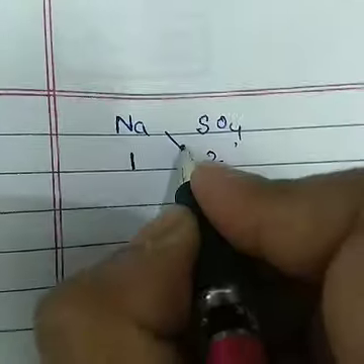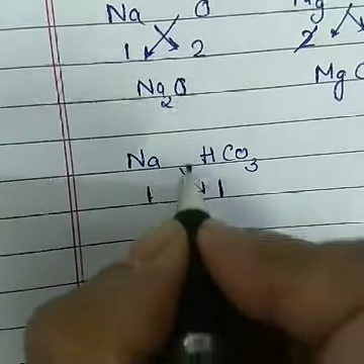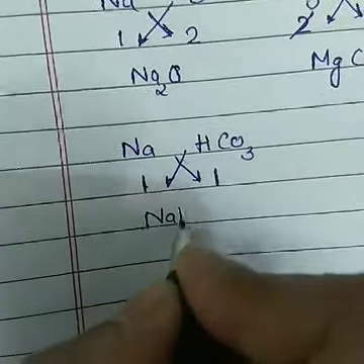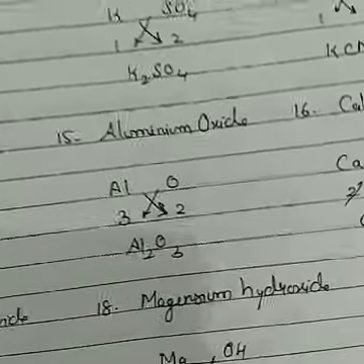Next, sodium bicarbonate. Sodium is Na, bicarbonate is HCO3. Sodium's valency is 1, bicarbonate's valency is 1. Crisscross, formula becomes NaHCO3. In order to write these formulas, you only have to learn the table of cations and anions. If you learn both tables and just combine the names, you can write as many molecular formulas as you want. So we have done some examples here, and in the notebook, in the notes also, I have done.